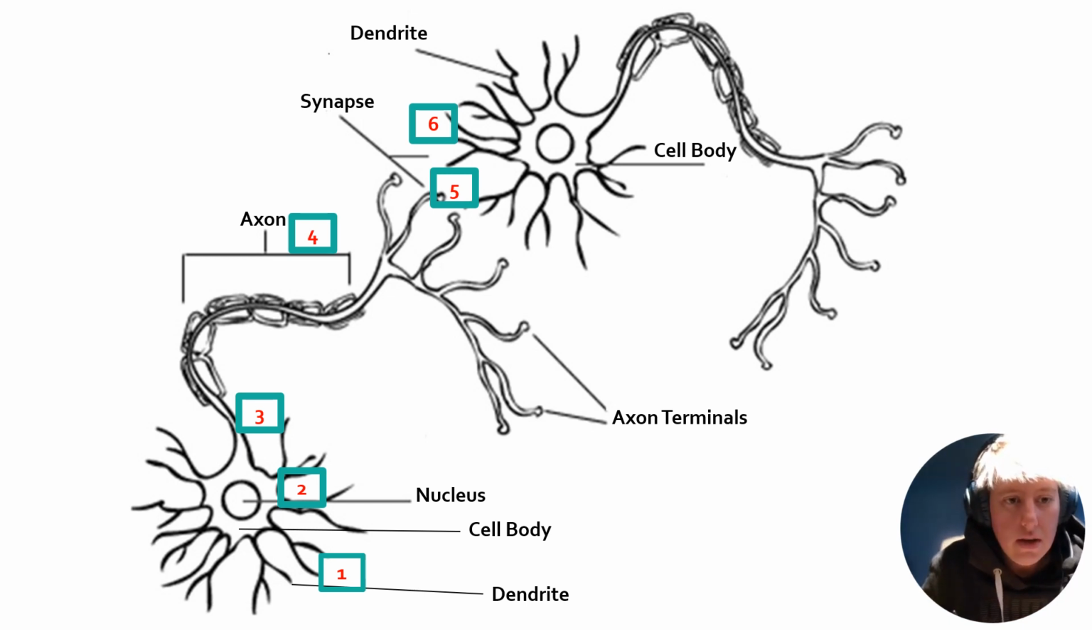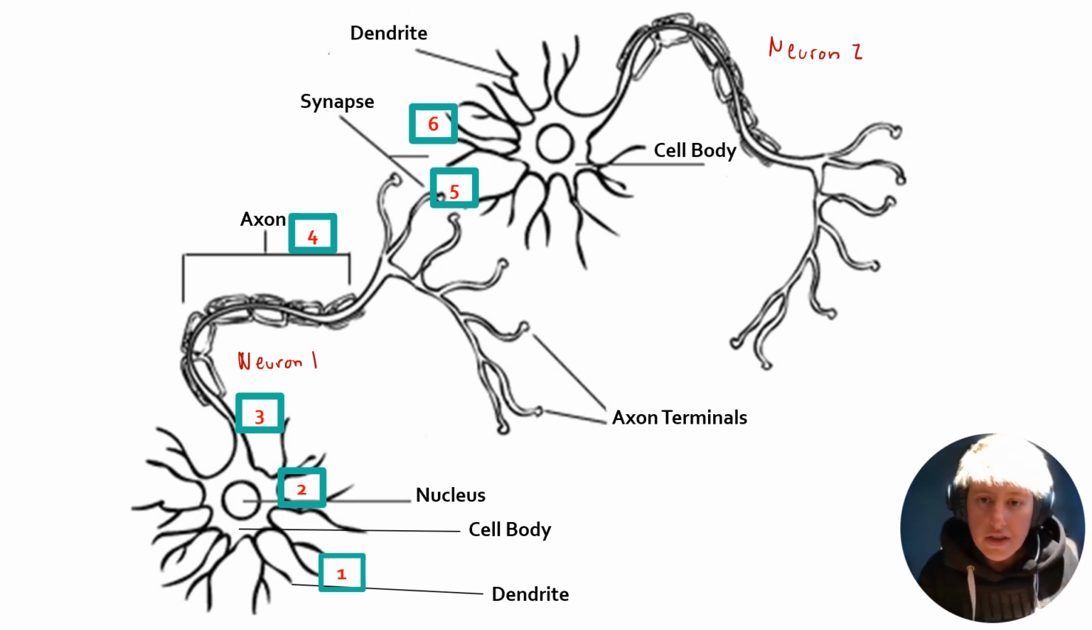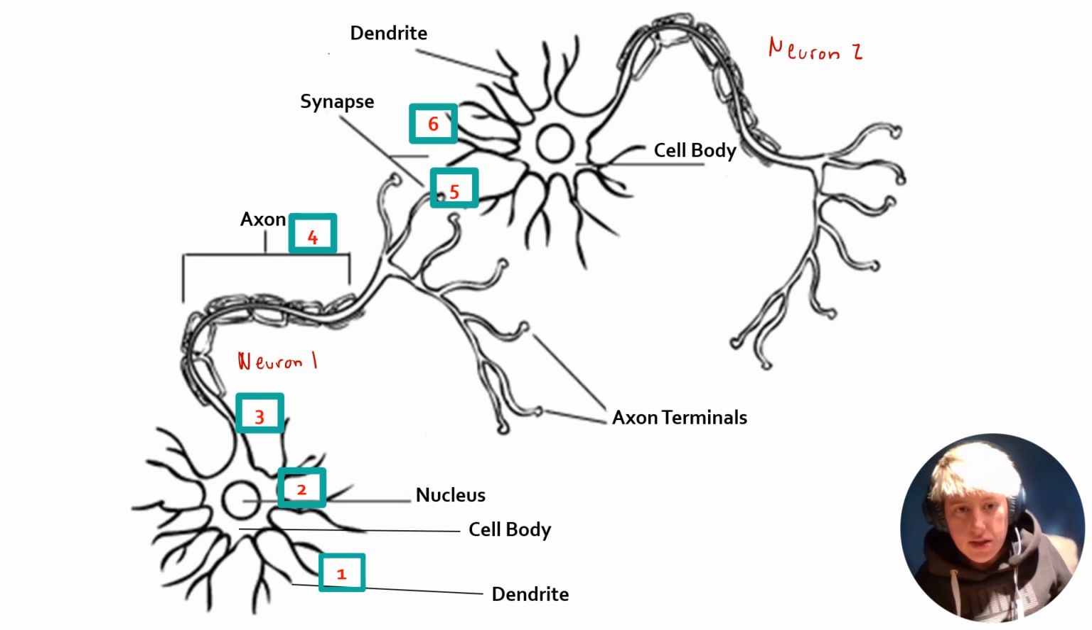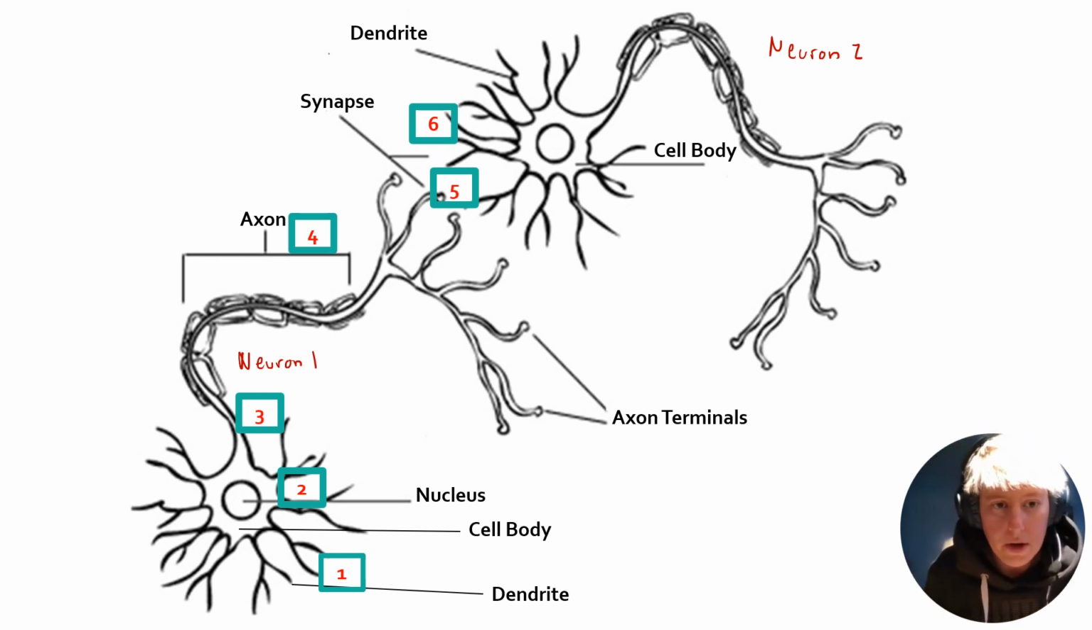So this I'm just going to label as neuron 1, and this I'm going to be labeling as neuron number 2. So the first step in the nerve impulse, step number 1, is that the dendrites need to receive the neurotransmitter from the previous cell. Now, all of these dendrites, you have these extensions of your cell body, and that's where it's picking up the neurotransmitter. So once it picks up the neurotransmitter, it sends that information to the cell body.